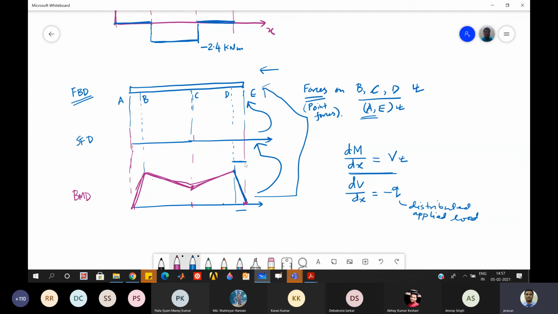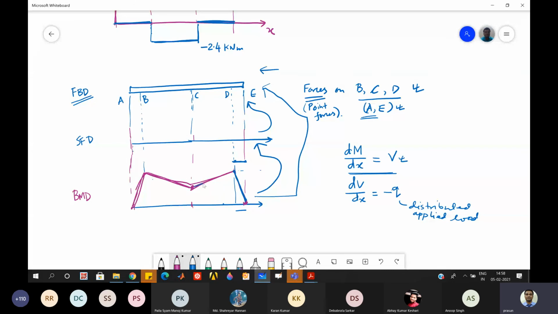I'm not giving any value, because if you fix some value of this height and this distance, then probably you can find out what the value is. But let us not concentrate on the values first. Just a representative diagram we'll try to draw. So this is what the shear force diagram will look like in between these points.